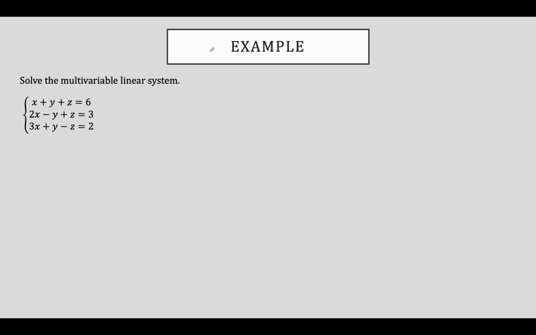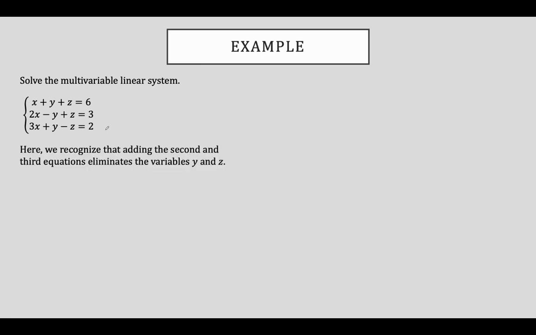Here we have x plus y plus z is equal to 6. There's my first equation. 2x minus y plus z is equal to 3. And 3x plus y minus z is equal to 2. Again, we want to make this system more simple. And we can do so by trying to eliminate variables. Well, taking a look at this, it seems like eliminating y's or z's is going to be a good option.